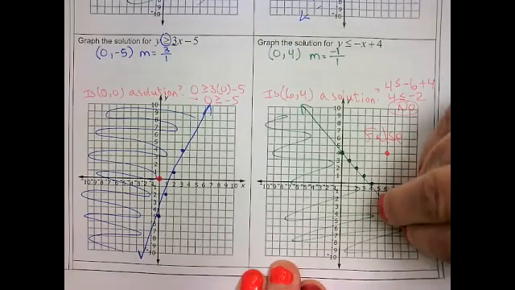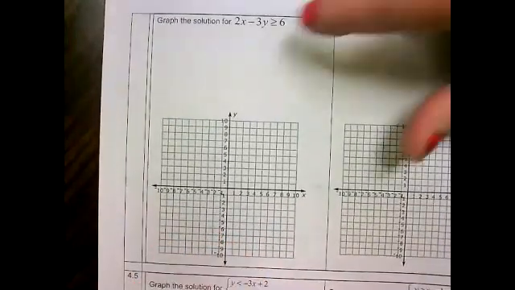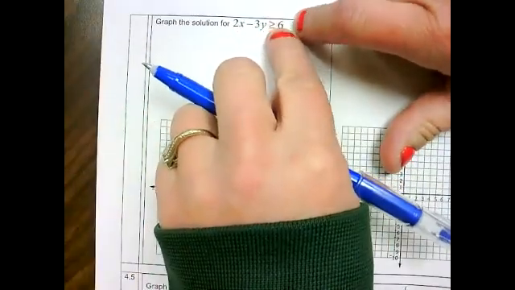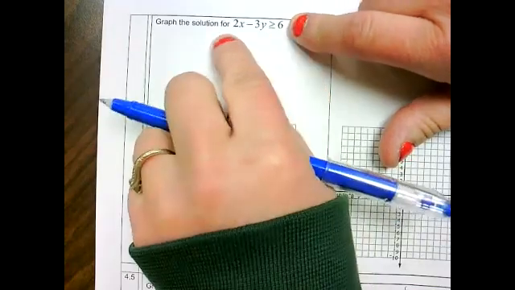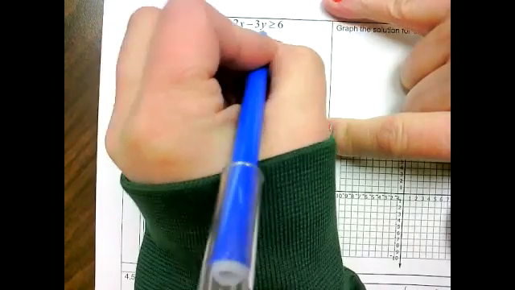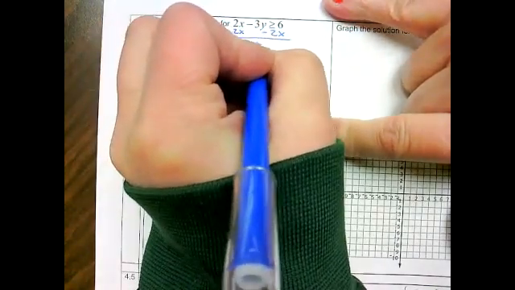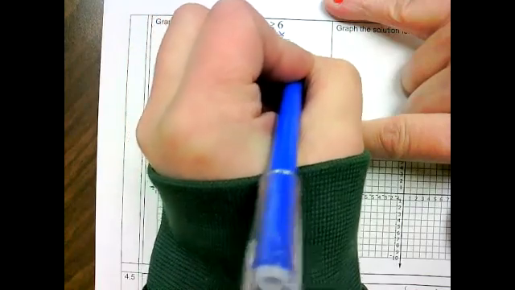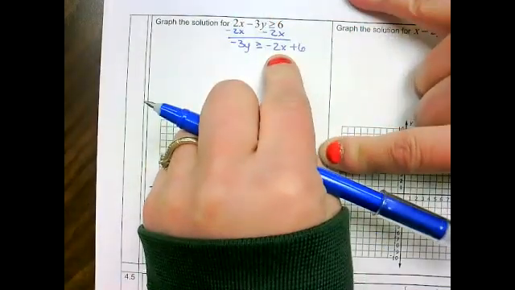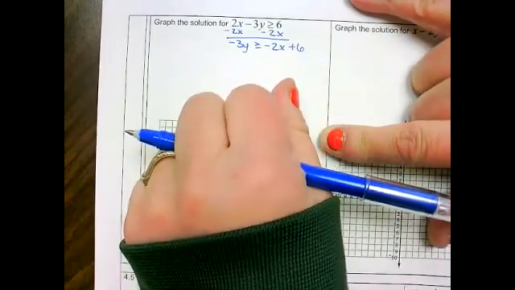Now we have a couple more problems to look at. They're just a little bit different. These ones, they're still equations of lines, but you'll notice this is not in slope-intercept form right now. So the first thing I need to do is get this into slope-intercept form. I'm going to subtract 2x from both sides. So I get negative 3y is greater than or equal to negative 2x plus 6. And I always put my x's first so that it's in that y equals mx plus b format.